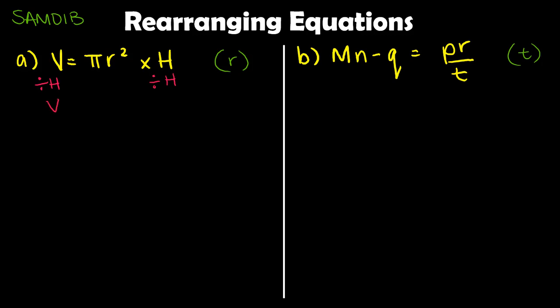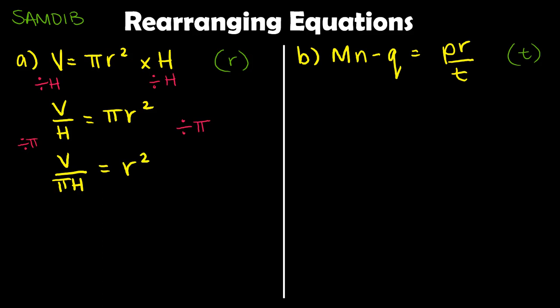So I'm left with V over H equals pi R squared. Now I'm just going to change that color. V over H equals pi R squared. Now I'll divide both sides by pi. Like I said, you could have done that both in the one step, but I just wanted to show you each different step. So now I've got V over pi H equals R squared.